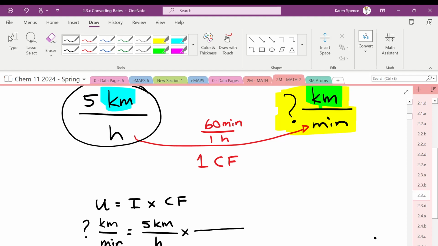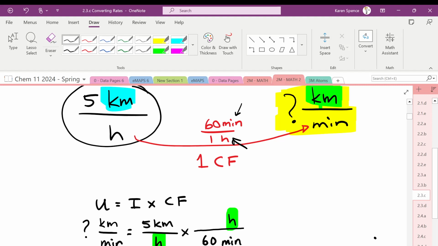And I know there's only one step because I know a conversion factor that goes between minutes and hours. Where do I need to put the hours in order to make them cancel out? I need to put them on the top. So this is where you need to say, where do I put things in order to cancel properly? So always be thinking that through. Don't just blindly write down 60 minutes per hour because you'll get the wrong answer. Okay?